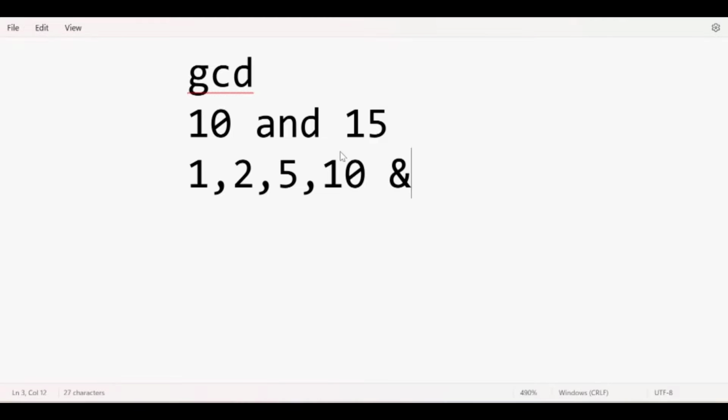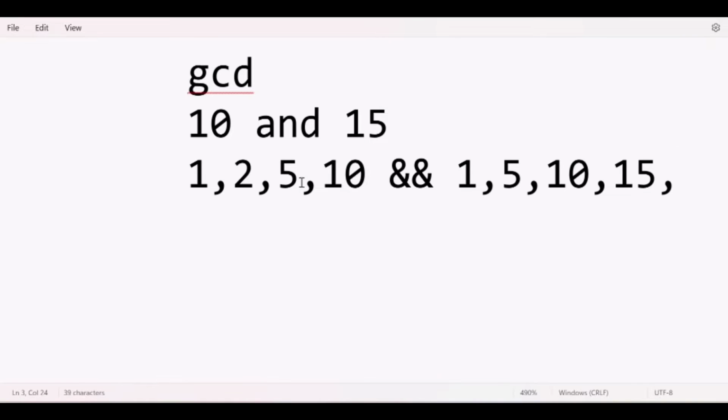And the factors of 15. What are the factors of 15? 1 is a factor. 2 is not a factor. 5 is also a factor. 6 is not a factor. 7 also not. 8 also not. 9 also not. Later 12 and all are not there. 15, finally, is a factor.